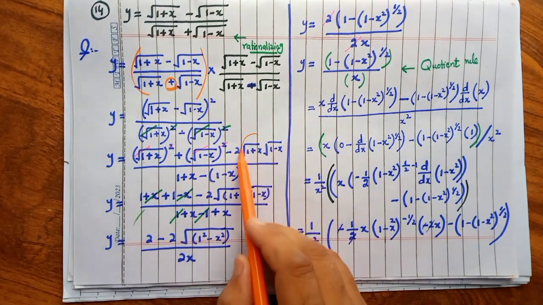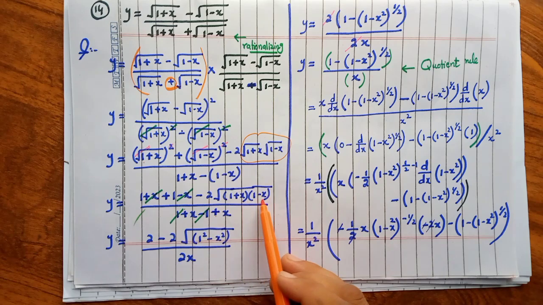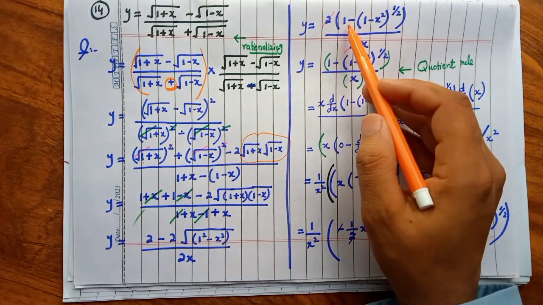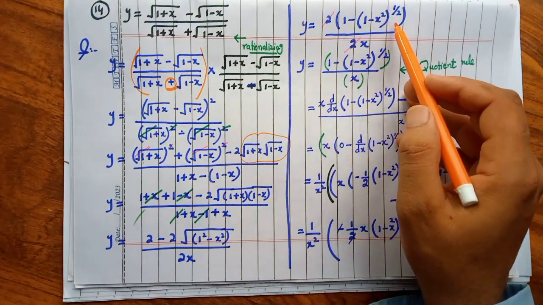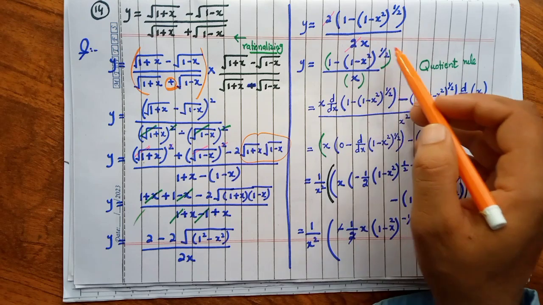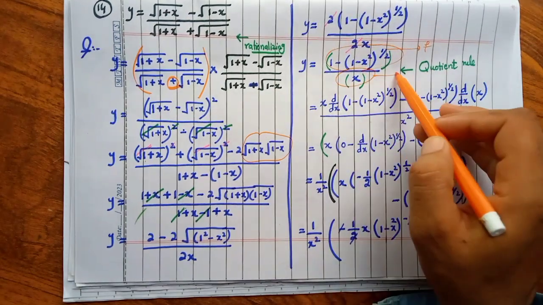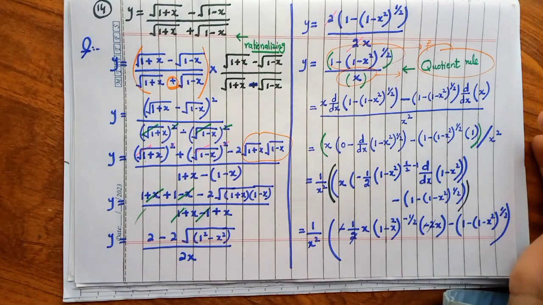So we will combine these two square roots. This will become a plus x and a minus x, or 1 plus x and 1 minus x. So here we will take 2 common, so this will become (1 minus x square) power 1 over 2 divided by x. So here this is the f function divided by the g function. So we will apply the quotient rule here.